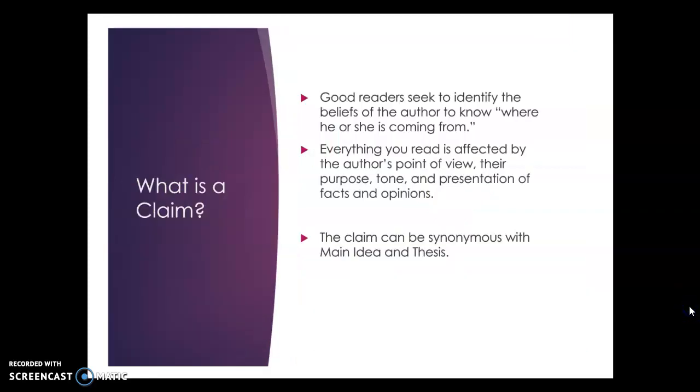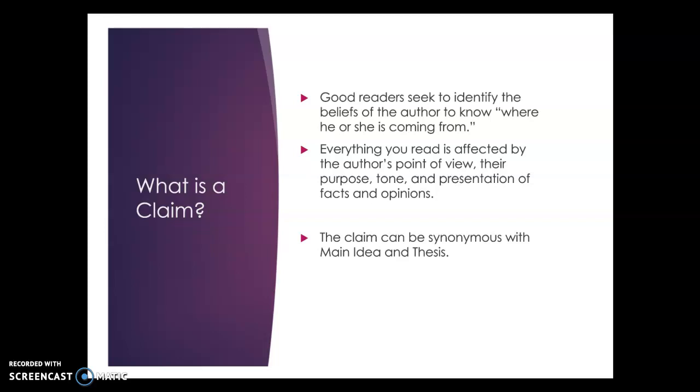So the next thing we're going to talk about is claim, and really I'm just giving another name for something you already know. Claim is the same thing or synonymous as main idea. It's the same thing as thesis. If I ask you for a writer's thesis, I'm asking you for the main idea. If I'm asking you for the thesis, I'm asking you for the claim, right?